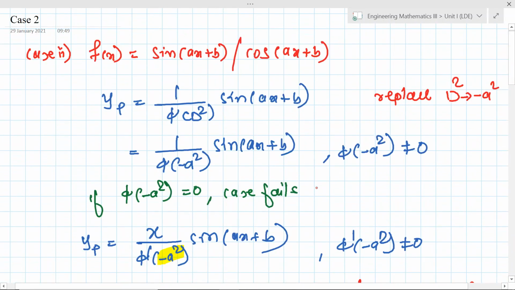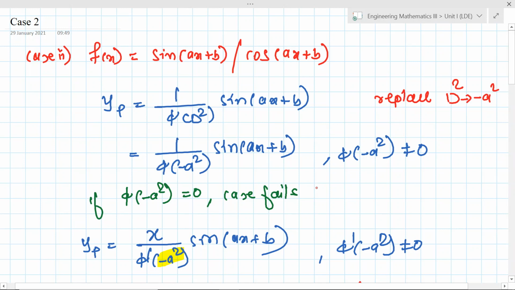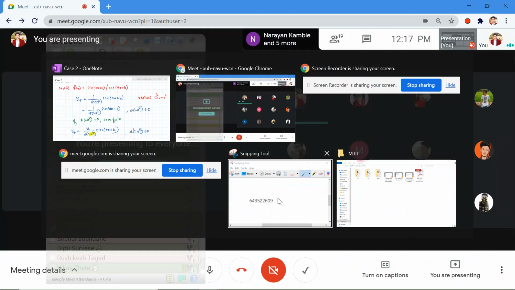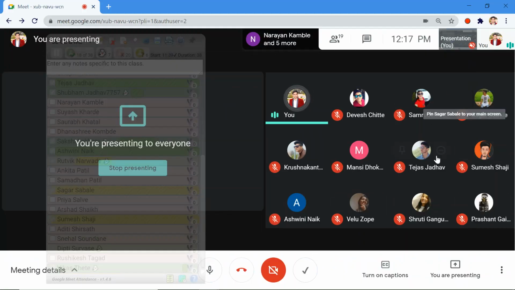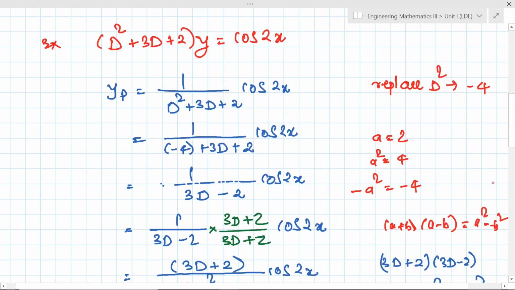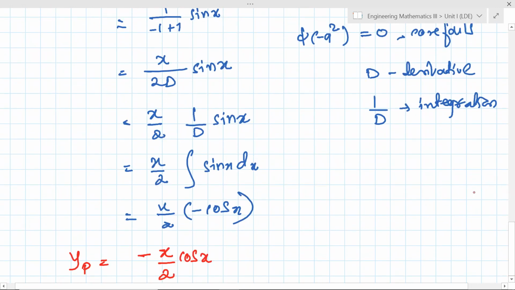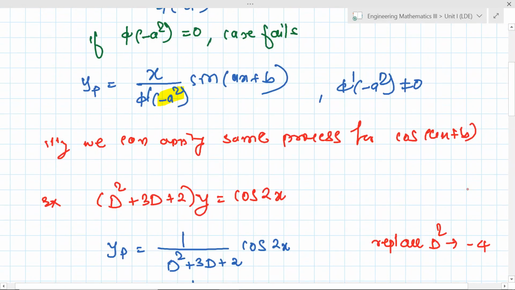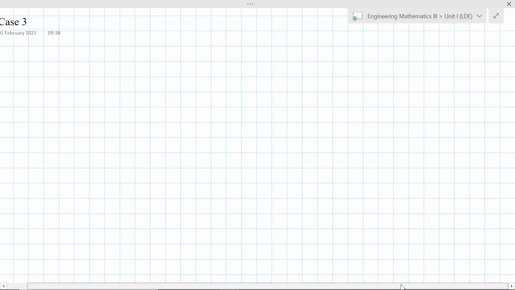This is the second case. So we have seen the example for case fail as well as case if case is not fail. Okay, so hope you have got this. Let us move to the next case. Is there any doubt? Please ask me. Otherwise I will move to the next. Okay, fine. Now let us move to the next case, number 3.